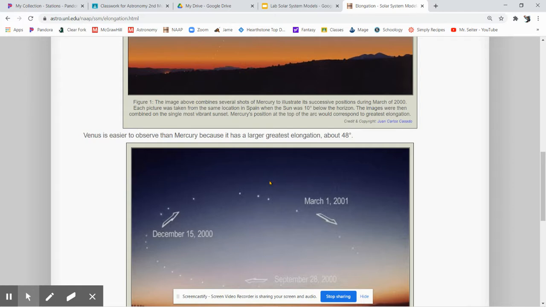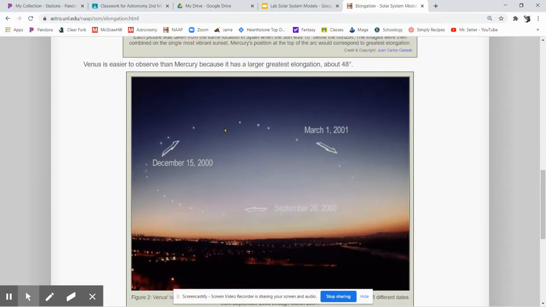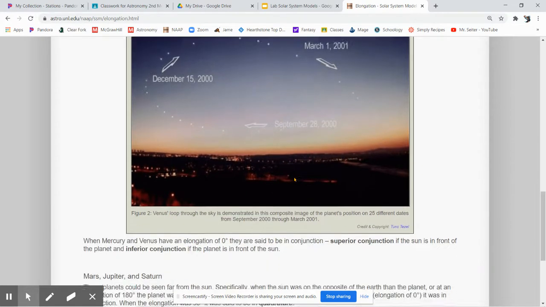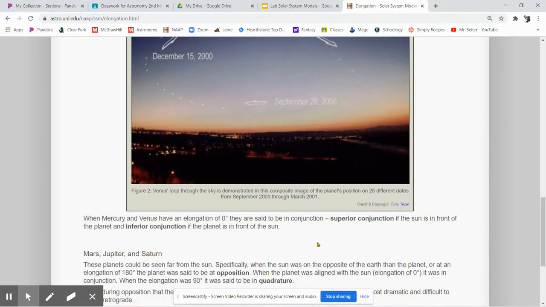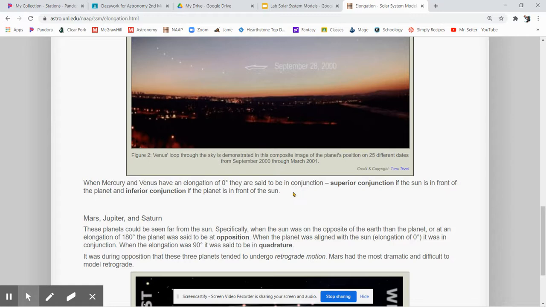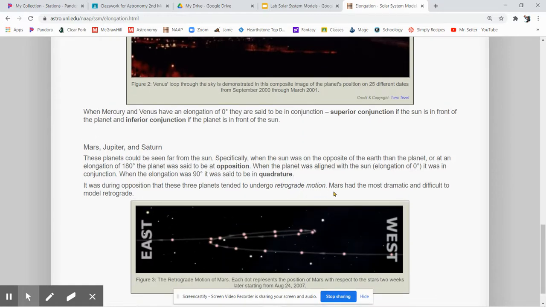Venus is easier to observe than Mercury because it has a greater elongation. So we can see Venus better because it has a larger angle, 48 degrees instead of 28. When Mercury and Venus have an elongation of 0, they are said to be in conjunction. Superior conjunction if the sun is in front of the planet, and inferior conjunction if the planet is in front of the sun. Mars, Jupiter, and Saturn.